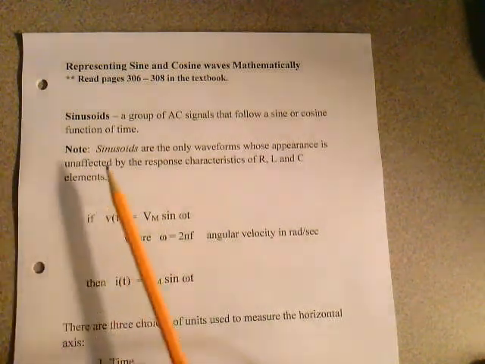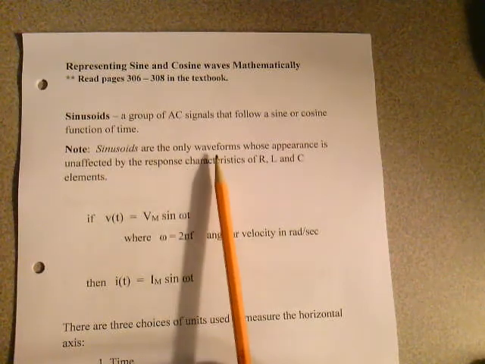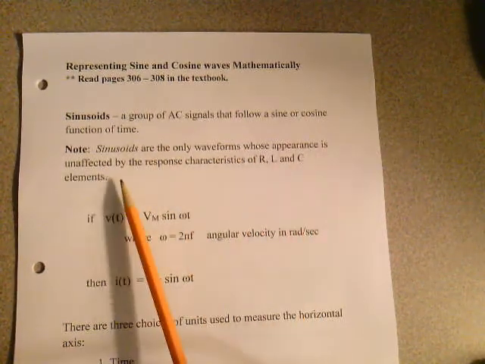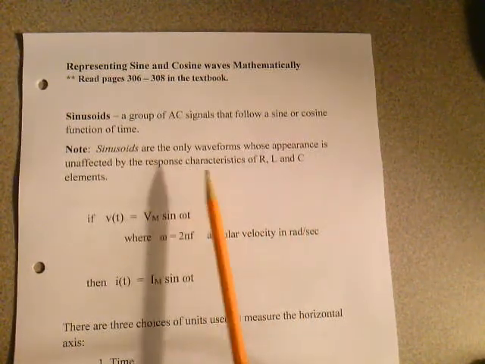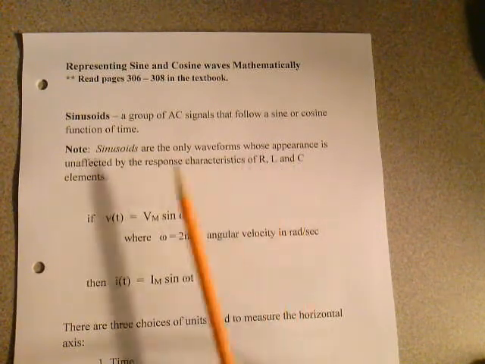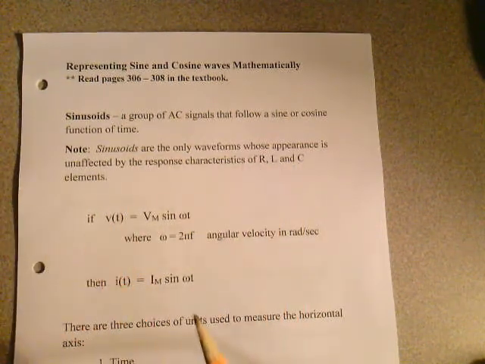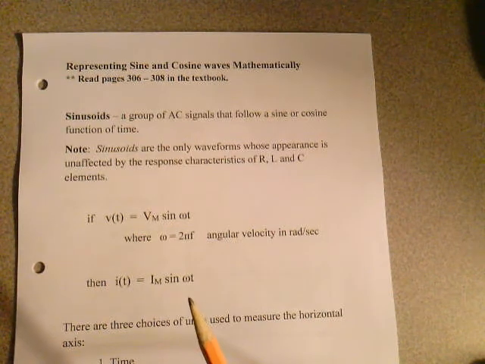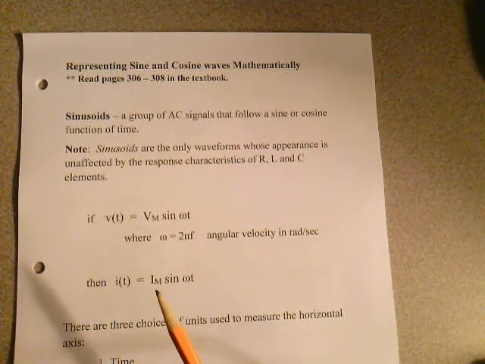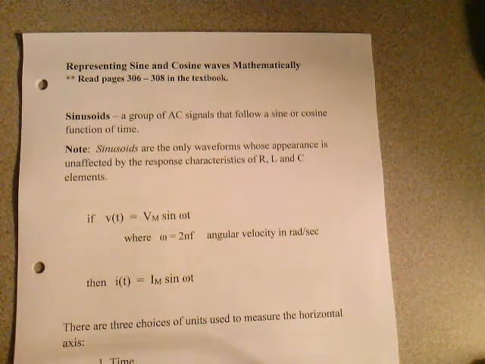I want you to note, sinusoids are the only waveforms whose appearance is unaffected by the response characteristics of resistors, inductors, and capacitors. What that says is if you have RLC elements in a network, and a sinusoid is the forcing function, that is the source of the voltage or the current, all other waveforms in that circuit, current and voltage, will also be sinusoids.